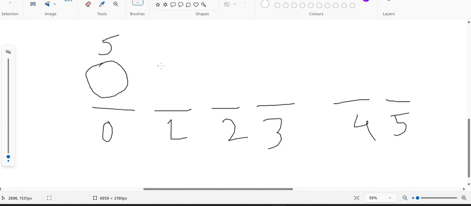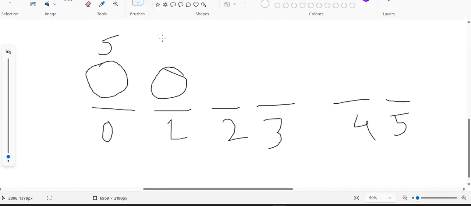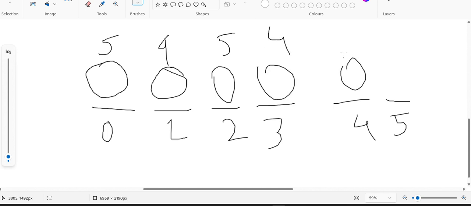At the first index, how many possibilities are there? It should be all the prime digits. And how many prime digits are there? 4 prime digits are there, right? So 4. And again at the even index, 5 possibilities are there. Here 4, here 5, here 4.